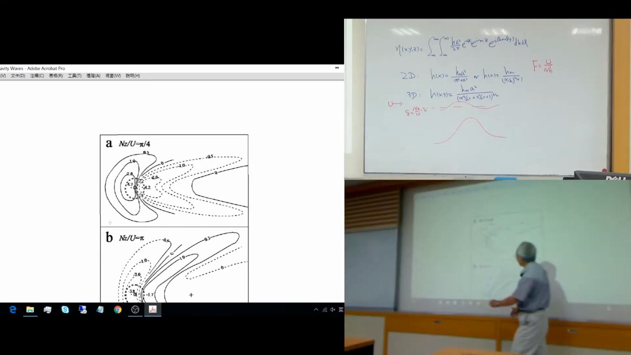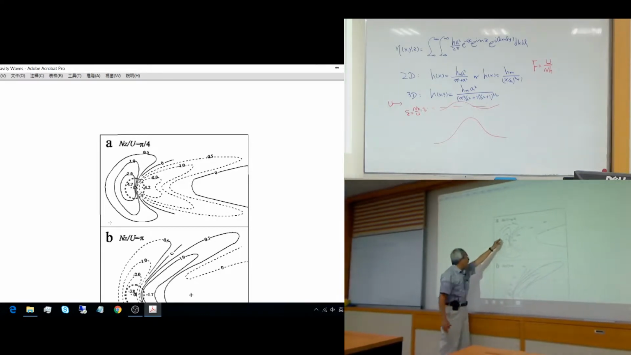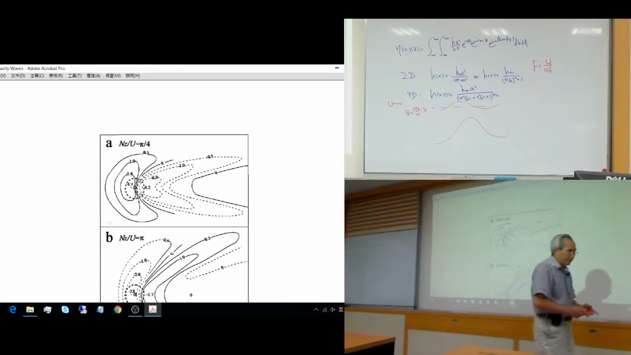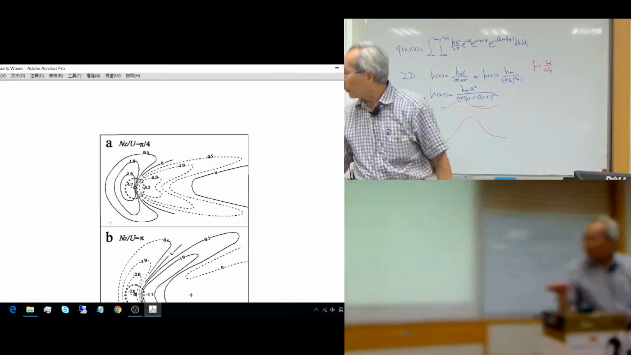Because the mountain is here, right? So the highest peak is here, so the flow will be forced to go up more, and on the side you don't have much mountain height, much disturbance here. So that's why it's kind of a big U shape, and then you go further up.